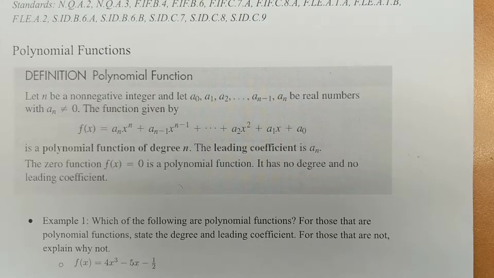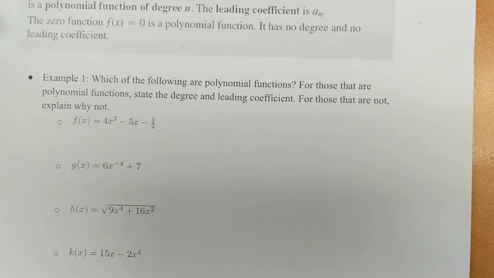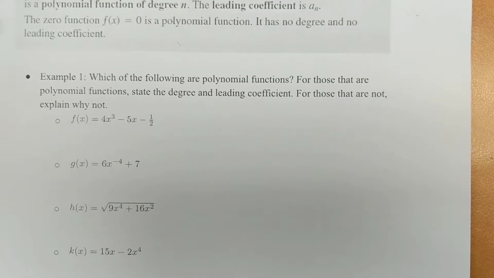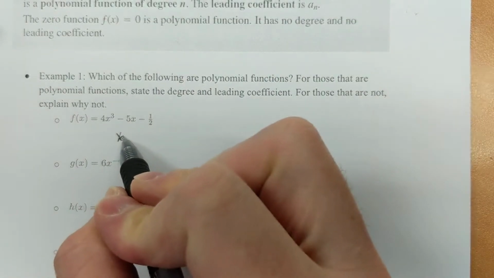The zero function, f of x equals 0, is a polynomial function. It has no degree and no leading coefficient because it's just 0. So if you look at example 1, it asks which of the following are polynomial functions. For those that are polynomial functions, state the degree and the leading coefficient. For those that are not, explain why. So this first one would be yes.